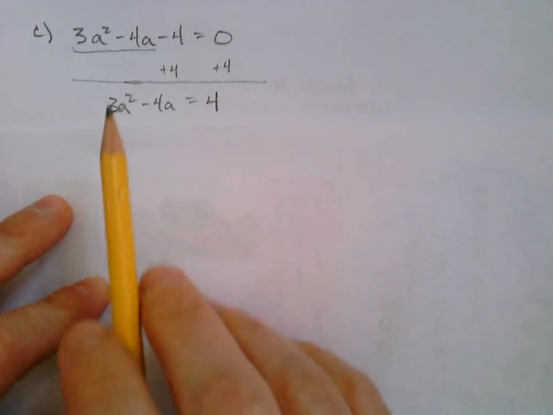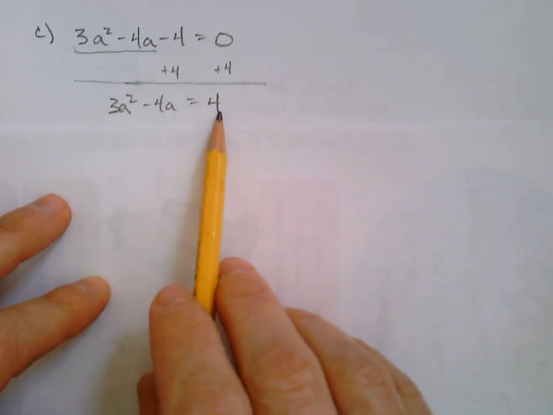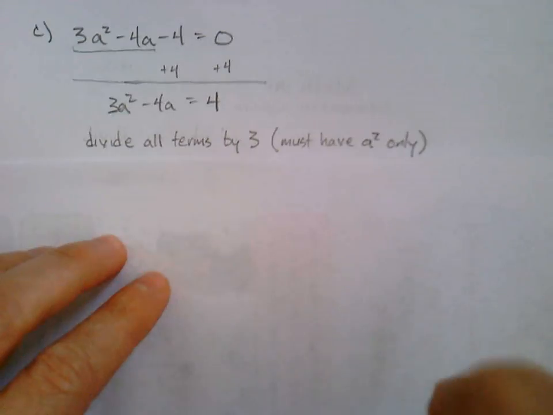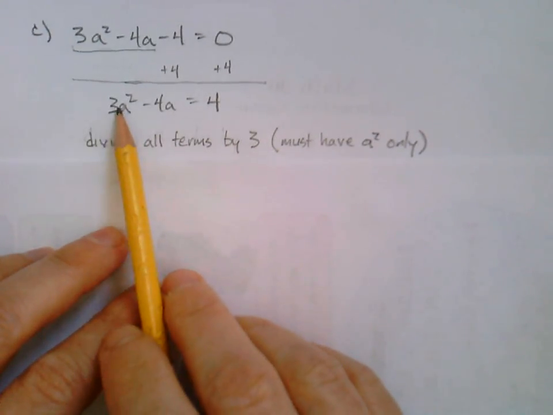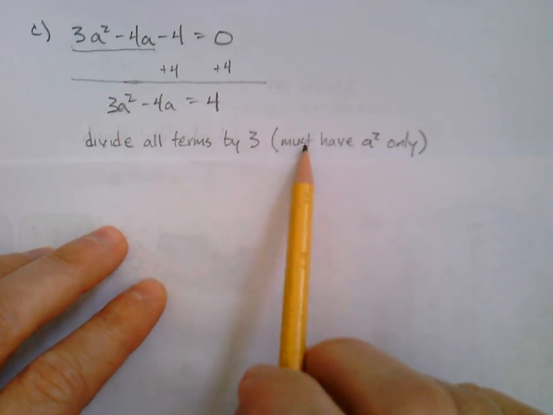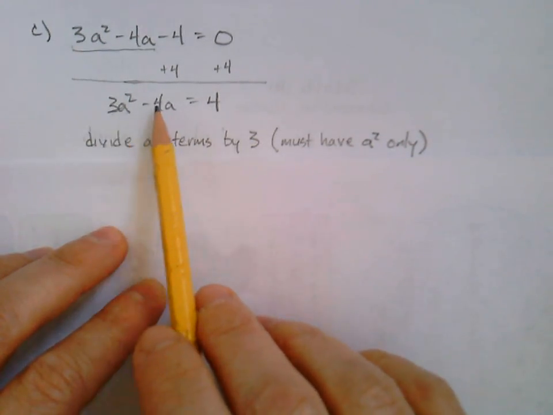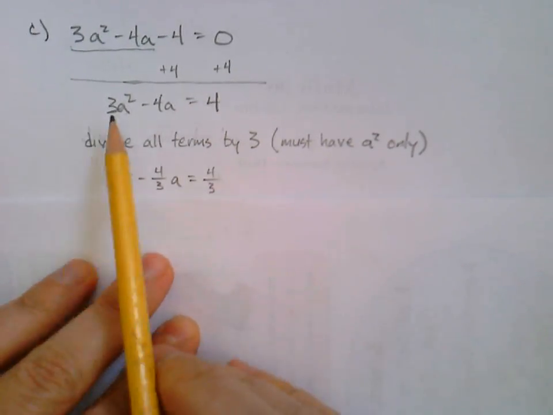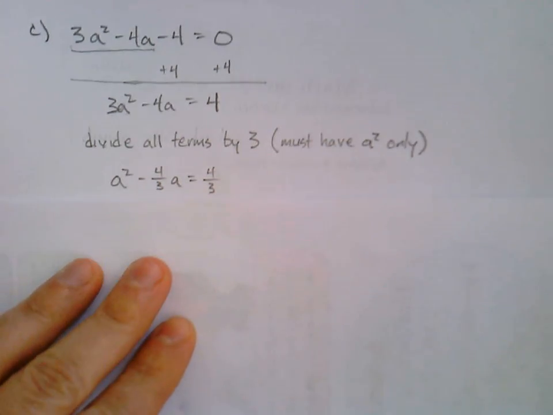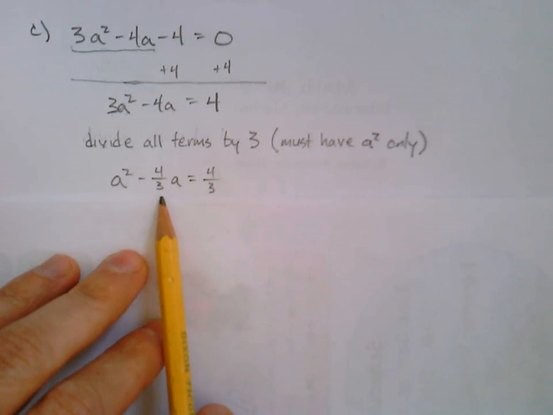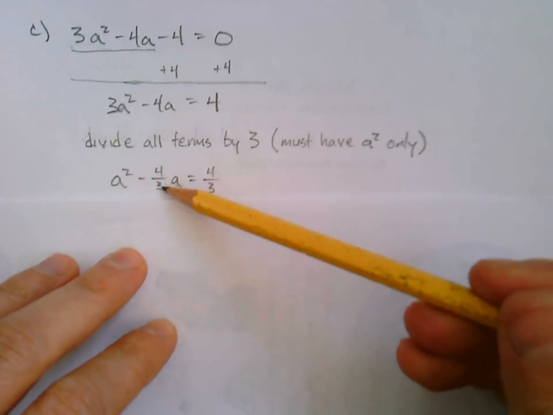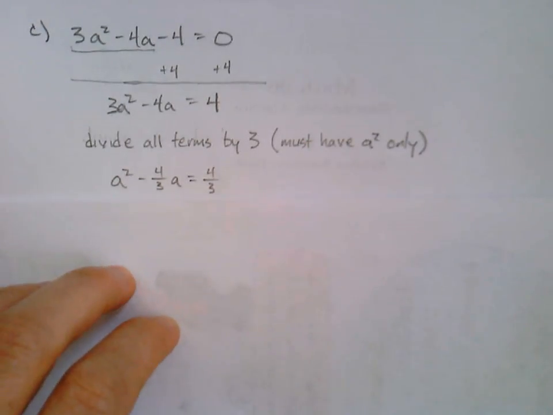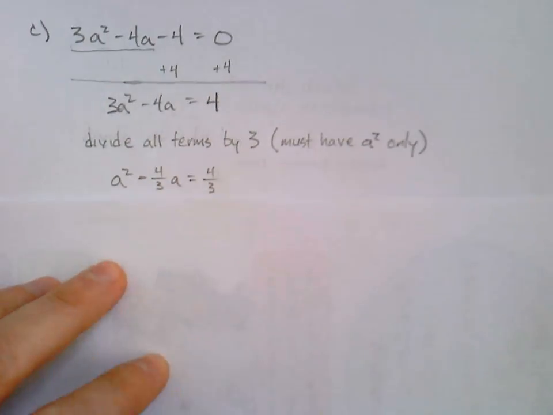So here's what we're going to do. We're going to divide each part by 3. That's going to keep the equation all equivalent, but now we won't have that 3. So divide all the terms by 3, we must have a squared only. If we divide by 3, divide by 3, divide by 3, it's going to give us this. The 3 will cancel out there to get us what we want. And then I'm going to write these in maybe a way you didn't expect. I'm just going to say negative 4 over 3 and the a on the side. And then this one, of course, is 4 over 3. Okay, I like it in that style.